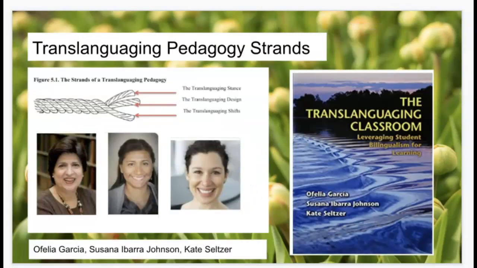That quote and the translanguaging pedagogy strands are from this amazing book called The Translanguaging Classroom. I highly, highly recommend it. You can get it on Amazon. And it's written by Ofelia Garcia, Susana Ibarra Johnson, and Kate Seltzer. And Ofelia Garcia in particular is a pioneer in translanguaging pedagogy. So we're going to look at a couple of things from this book so that you can understand these pedagogy strands of stance, design, and shifts.